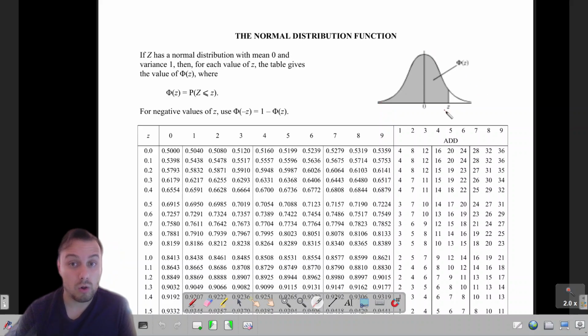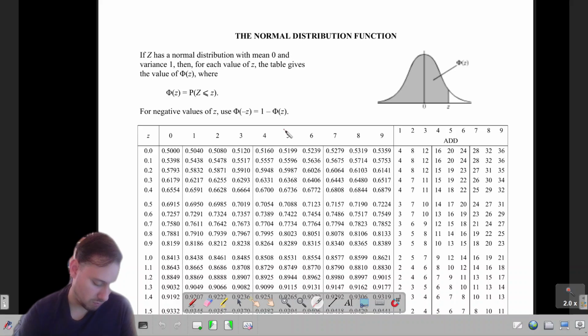And then you are also told, because here you will see that my values of z begin with 0.0 and begin on positive values, you're told this first rule: if your z is negative, you can use 1 minus phi of z.